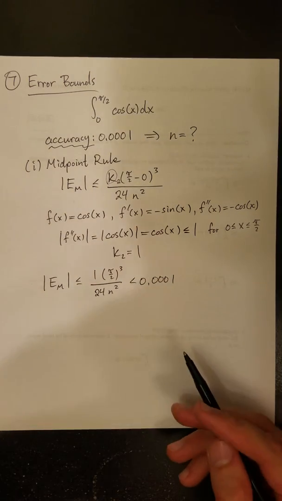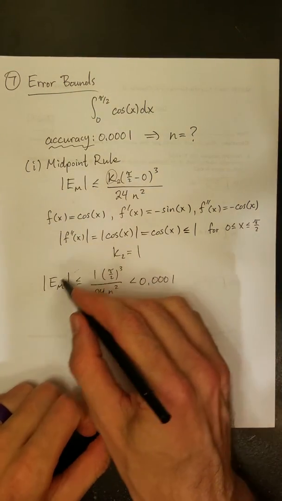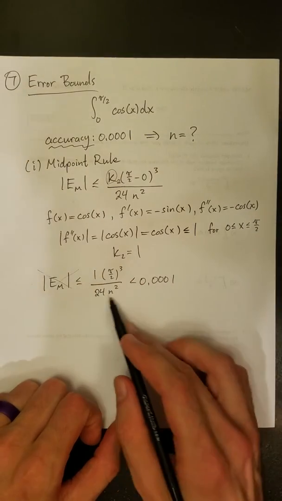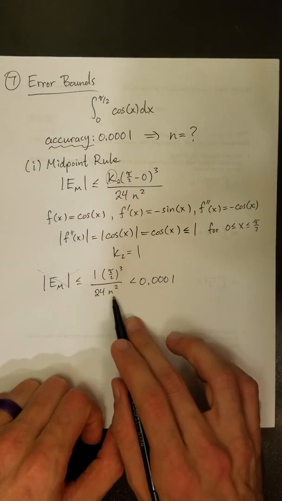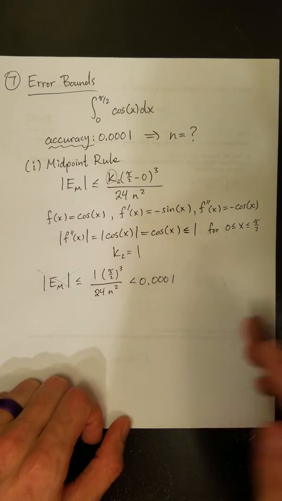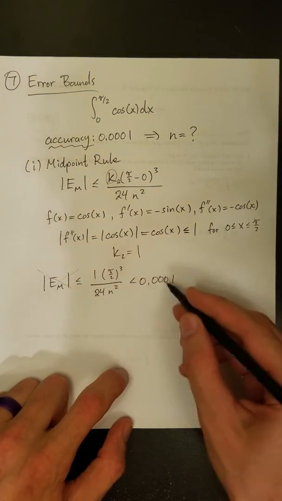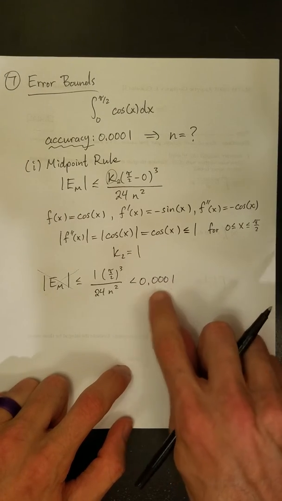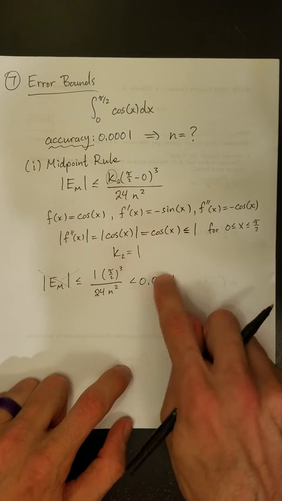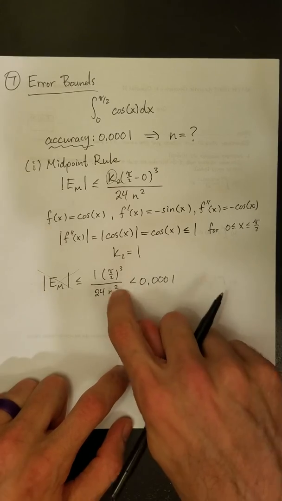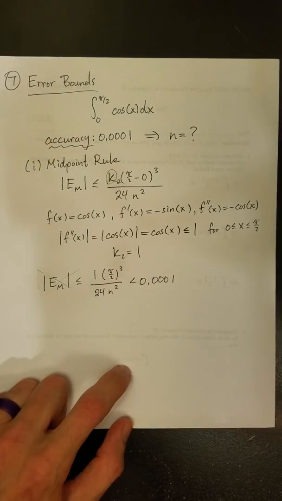To do all of that, I'm going to forget about this term here. I just want to deal with this expression involving n and the degree of accuracy that I'm specifying. To figure out how large n needs to be, I'll divide by this term on both sides to get rid of it on the right side. I'll multiply by n squared on both sides, and then I'll take a square root.